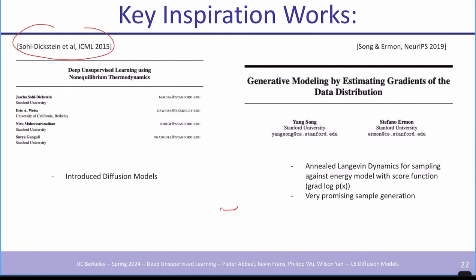Then in parallel, Jonathan had seen that Yang Song and Stefano Ermon at Stanford had gotten some really good image generation by essentially running Langevin dynamics sampling on grad log p(x), and by directly learning a model that can predict the grad log p(x), which is what you need for the Langevin sampler. And so Jonathan thought that there could be a very strong connection between these two works.